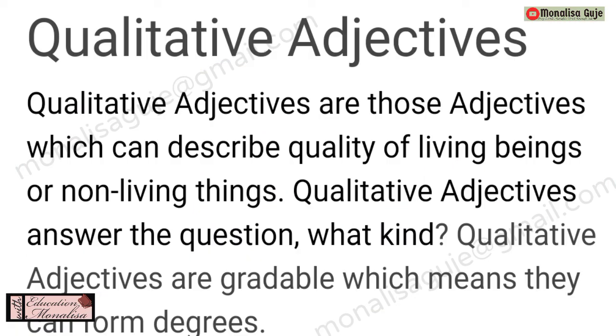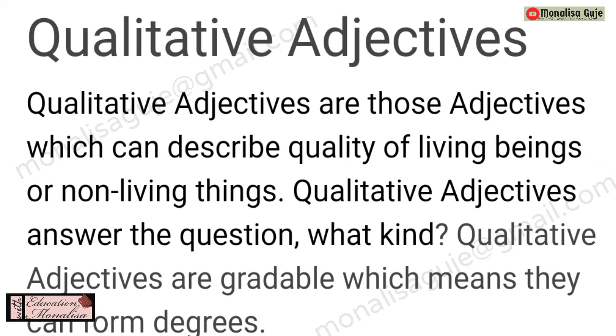Qualitative adjectives are those adjectives which can describe the quality of living beings or non-living things. It answers the question, what kind? Qualitative adjectives are gradable, which means they can form degrees. That we'll be learning in the next lesson, okay? So the main thing is it answers the question of what kind. Like what kind of girl she is. She is a tall girl.